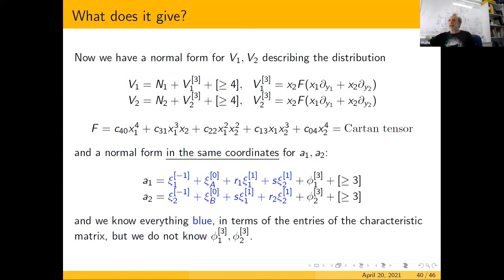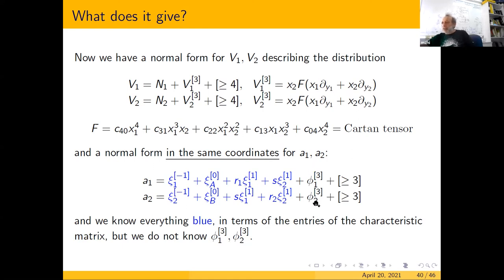So now what do we have? We have the normal form for V1 and V2, this form up to terms of quasi-degree 4 and more. And this Cartan tensor here in degree 3. And in the same coordinates, we know these guys. But now I put here terms of degree 3. We don't know information about them a priori. Plus, here should be another error of degree 4. So we know everything in the blue.